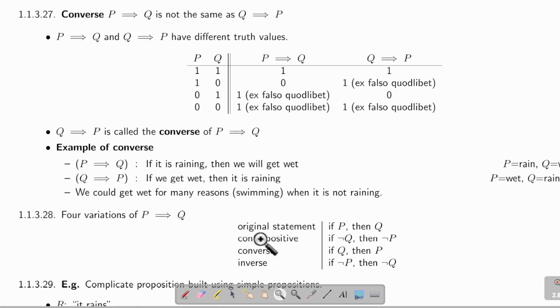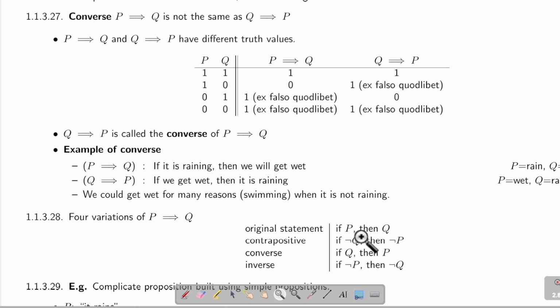So that means you have these following 4 things. Again, these are just names. Knowing the name is useless. Knowing what they mean is important. This, if P then Q, is the original statement. If not Q then not P is called the contrapositive. If Q then P is called converse, and if not P then not Q is called inverse.